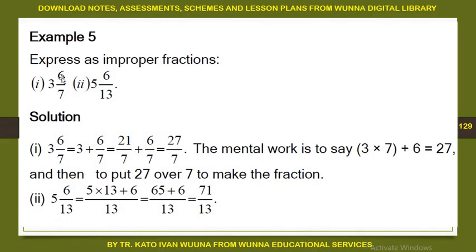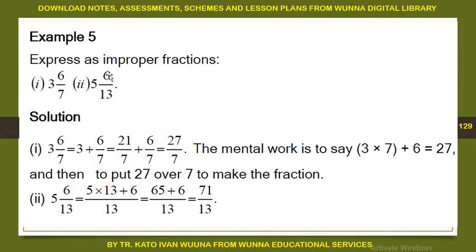I'm repeating. To get our new numerator, we multiply the denominator 7 times the whole number 3. What you get is what we add to 6, the already existing numerator. So 7 times 3 is 21. Then 21 plus 6 gives us 27. So our improper fraction is 27 out of 7.